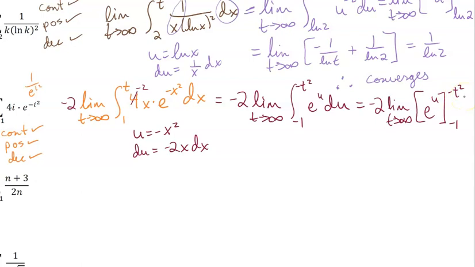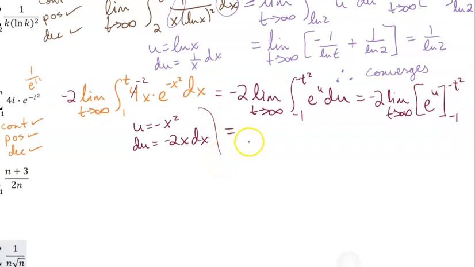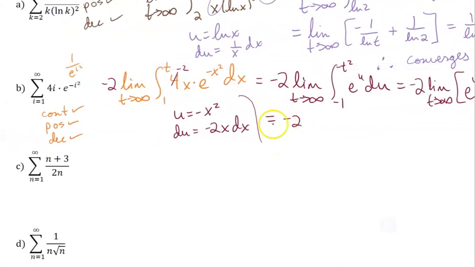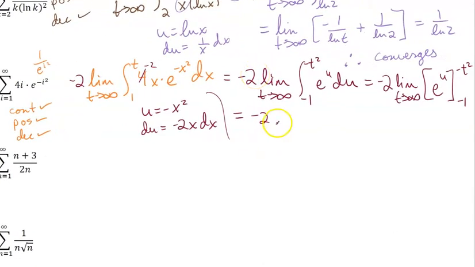As a reminder, when we are integrating with u substitution, we do not need to go back to being in terms of the original variable. Leave your limits in terms of u, leave your antiderivative in terms of u, okay? All right, and then that is equal to negative 2 times the limit as t approaches infinity of e to the negative t squared minus e to the negative first, okay?